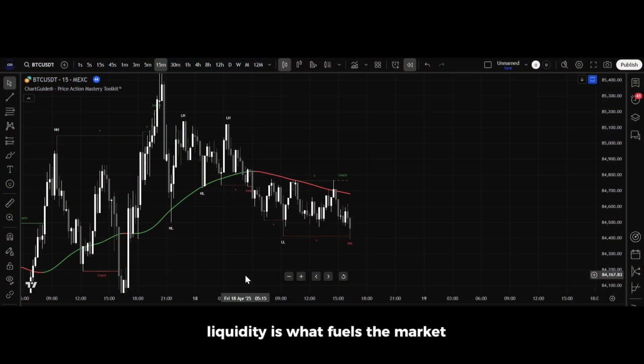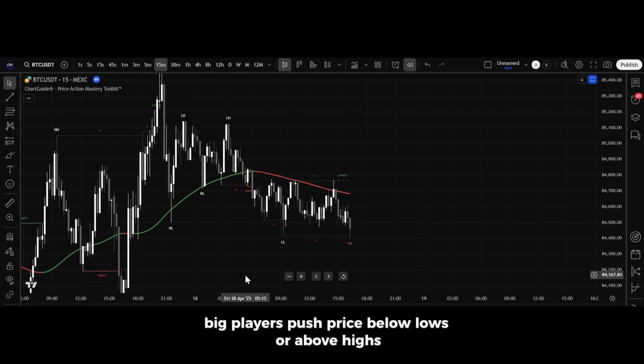Liquidity is what fuels the market. It's where stop losses are sitting. Big players push price below lows or above highs to grab that liquidity. The toolkit marks these sweeps automatically.